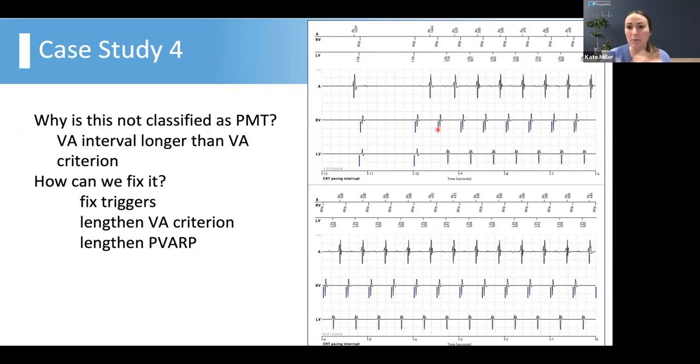So fixing the trigger, not super clear cut in this example, but what I think you could do is lengthen PVARP. Of course, we always talk about that as an option, but our retrograde conduction time is very long, so we'd have to make our PVARP, and it's already 350, so we can maybe make it a little bit longer.